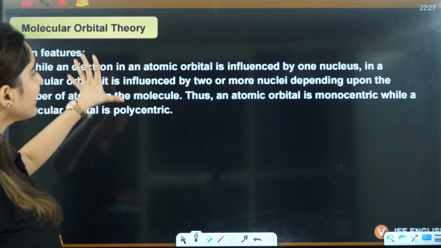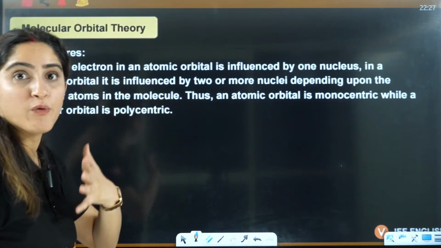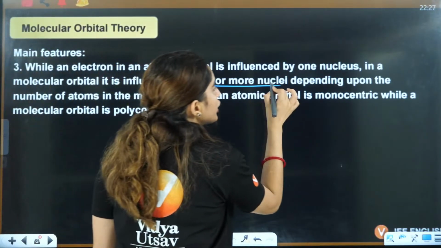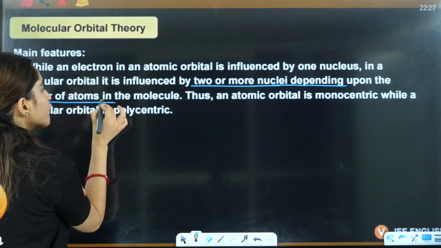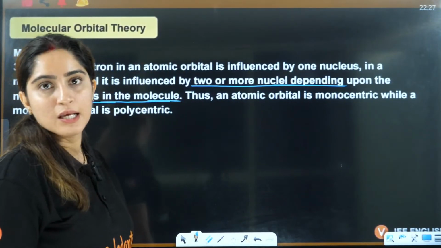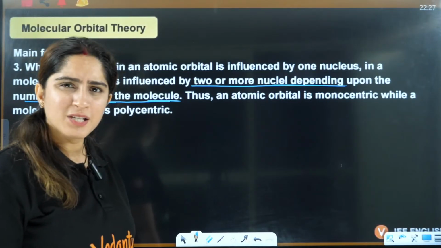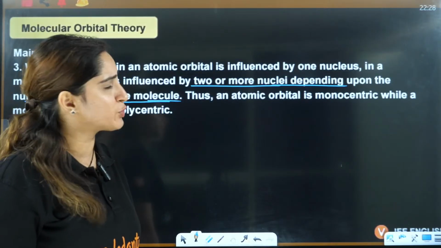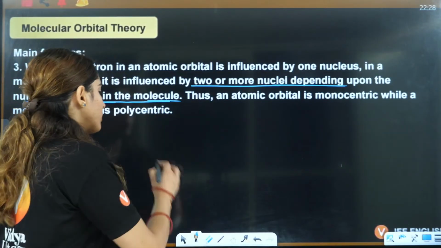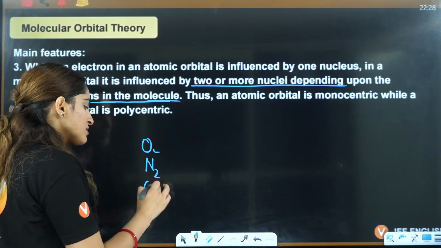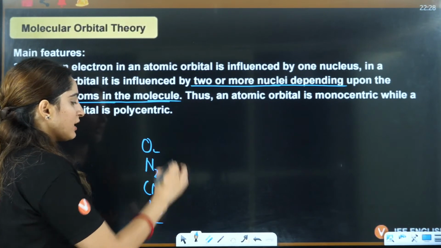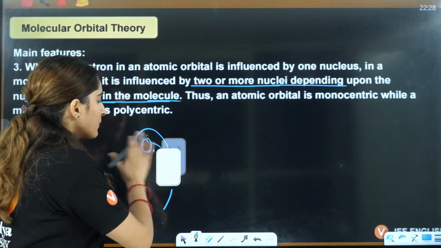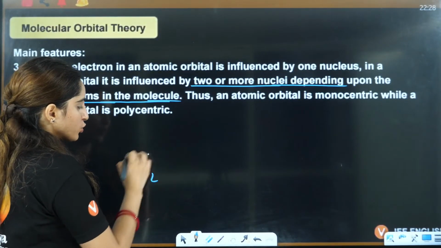While an electron in the atomic orbital is influenced by one nucleus, in a molecular orbital it is influenced by two or more nuclei depending upon the number of atoms of the molecule. Right? But in your syllabus, you don't have molecular orbital of CO2. You will only talk about O2, N2, CN, NO, these things. So, in your syllabus, you have up to this only, right?